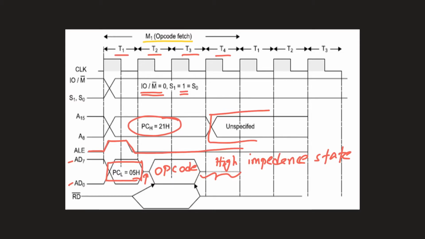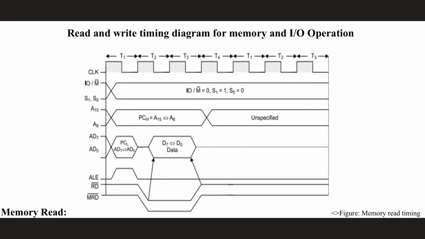Opcode fetch is actually a read cycle, as an instruction is transferred from memory to the processor. So that's why the RD bar signal will be low here. In this case, opcode is available during T2 and T3. So RD bar should also be low during T2 and T3 so that the opcode can be read from the memory. This diagram shows a memory read cycle.